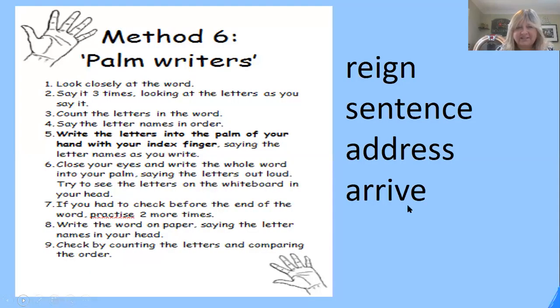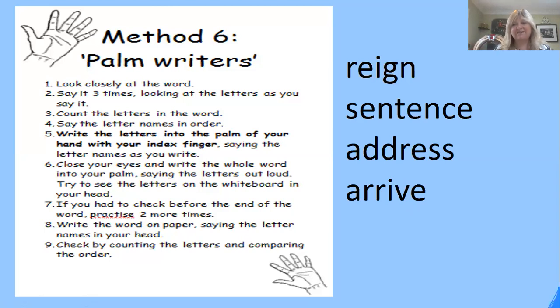Now, palm writers today. So hopefully your hands are nice and clean. It doesn't matter if they're not really because I can't see them. So method 6 is palm writers. And you can see we've got our 4 words taken from our spelling list for years 3 and 4. We've got reign, which would be talking about a queen reigning over her nation or a king. Not the rain that we can see out the window at the moment. I don't know about where you are, but it's raining where I am.